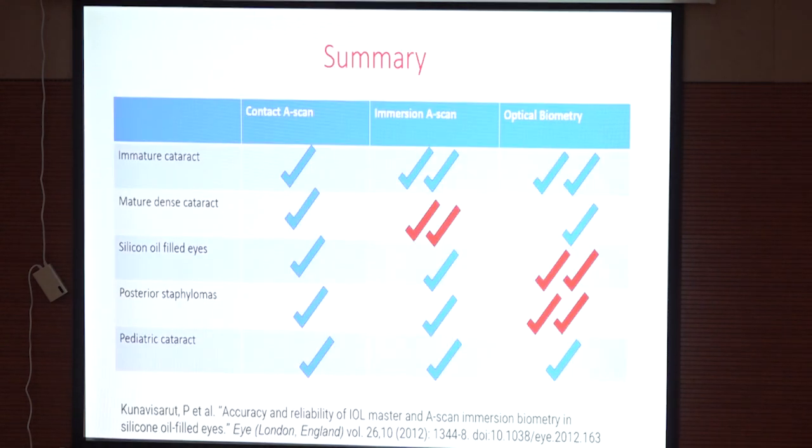So to summarize, for immature cataracts, we can use all these options, but immersion A-scan and optical biometry can be preferred. For mature dense cataracts, immersion A-scan would be the method of choice. Silicon-filled eyes and posterior staphylomas, optical biometry would be the better option. And in pediatric cataracts or in doubtful cases, it's always better to use a combination to confirm the axial length.